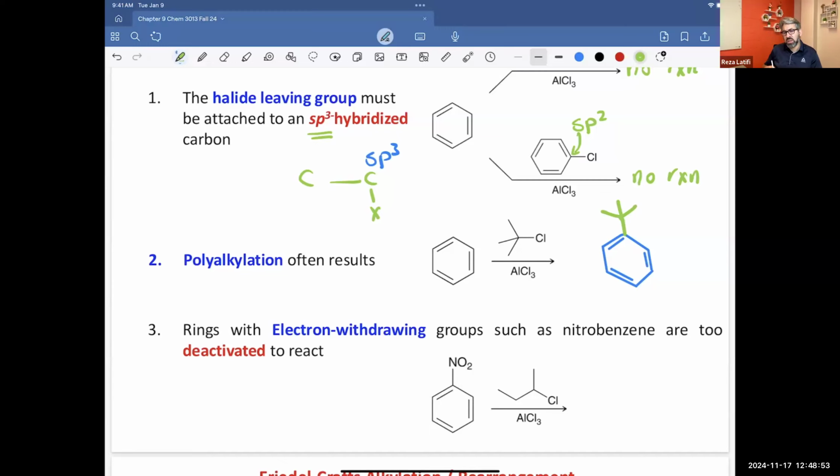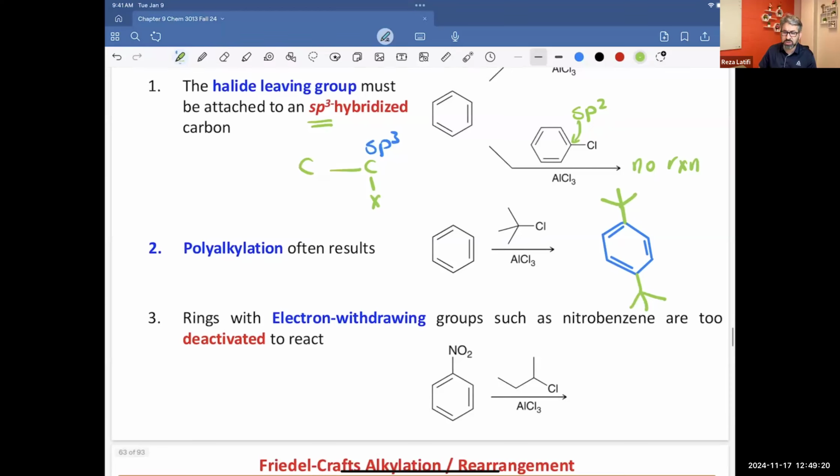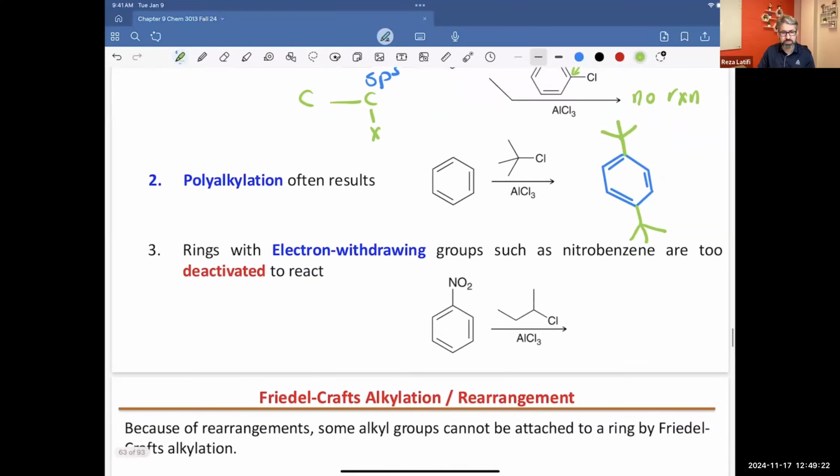So my point is this: you cannot stop the reaction here. The reaction might go and do another alkylation reaction, and you might get this. You might get two tertiary butyl groups attached to the ring, and you cannot stop it just here. And this is going to be maybe your major product. So that's going to be another limitation for the alkylation reaction.